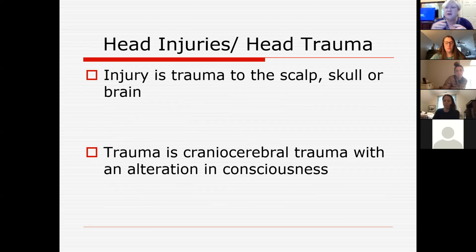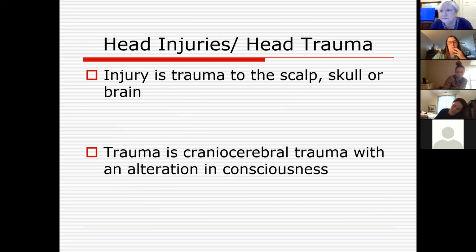So if you just hurt your scalp or your skull or your brain, but you didn't get knocked out or have a change in the level of consciousness, it's an injury. Once you have a change in the level of consciousness, it's a trauma. With that said, people just kind of use them interchangeably. But that's what the true definition is.